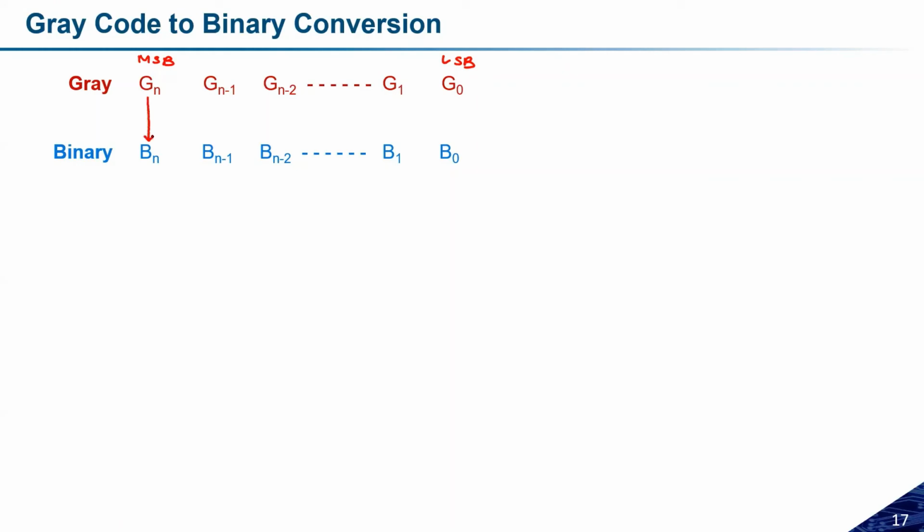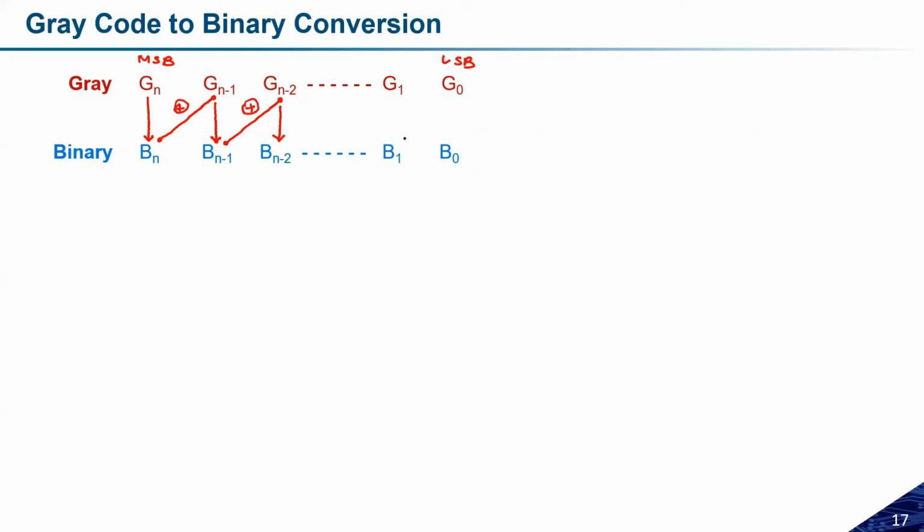Now if I have to calculate Bn minus 1, I have to XOR the Bn I have received with Gn minus 1. This is the XORing, and whatever result I get will be reflected as Bn minus 1. Similarly, that Bn minus 1 digit will be XORed with Gn minus 2, and whatever result I get will be Bn minus 2, and so on. I have to follow the same kind of process.